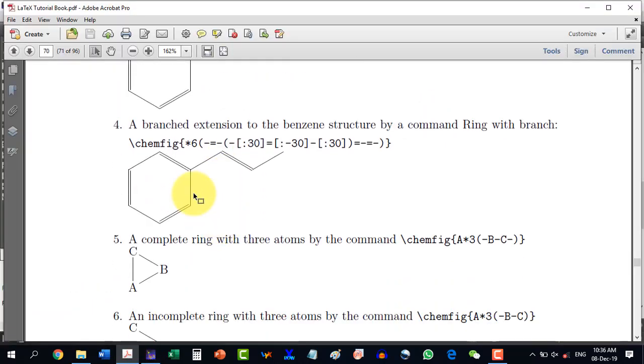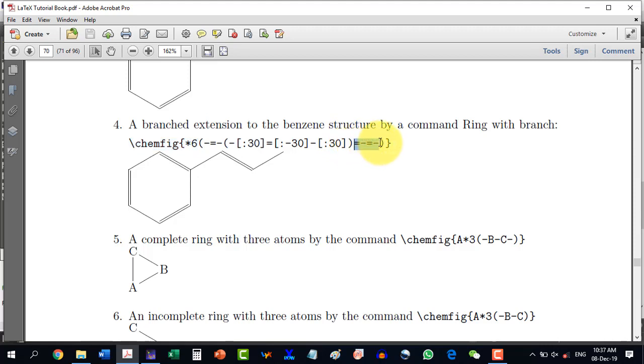Similarly, a branched extension to the benzene structure can also be done like this. When I write chemfig 6, and it is, you can say, single bond, double bond, single bond. After this single bond, we are having a single bond at 30 degrees. So this is a single bond at 30 degrees, then a double bond at minus 30 degrees, and then a single bond at 30 degrees, and then after this one we will complete the benzene structure, and which is here.